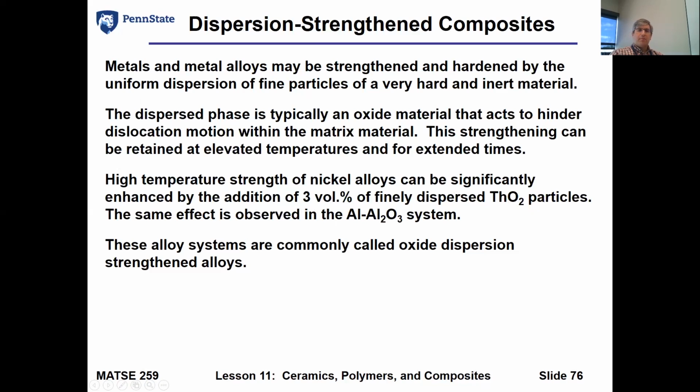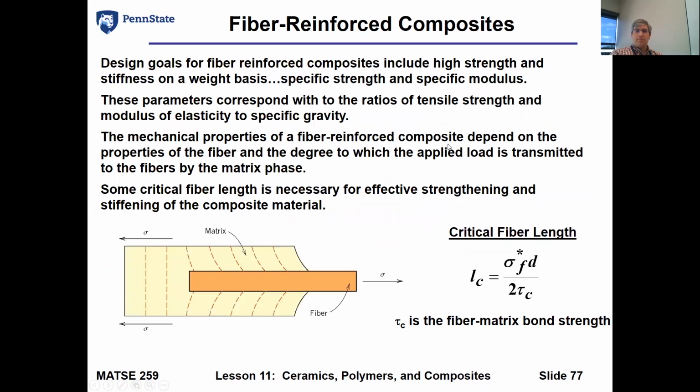So that upper and lower bound is going to be different depending on the size. So dispersion strengthening takes on a little different perspective to it. And we want to keep those particles small, just like we do in precipitation hardening, to be able to stop the dislocations from moving through the material.